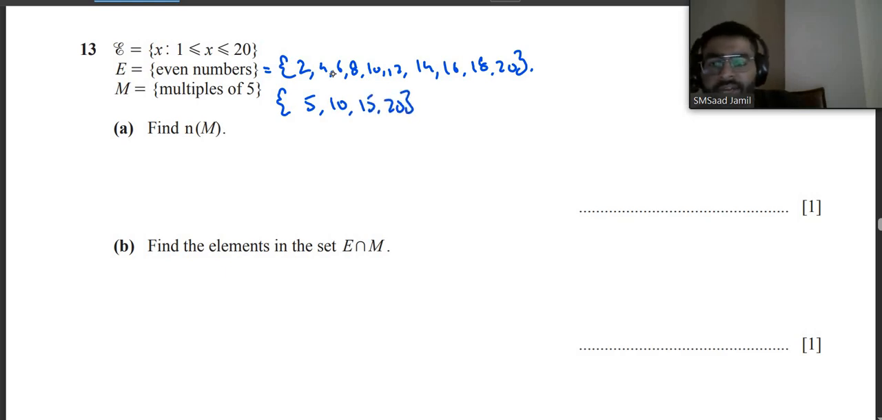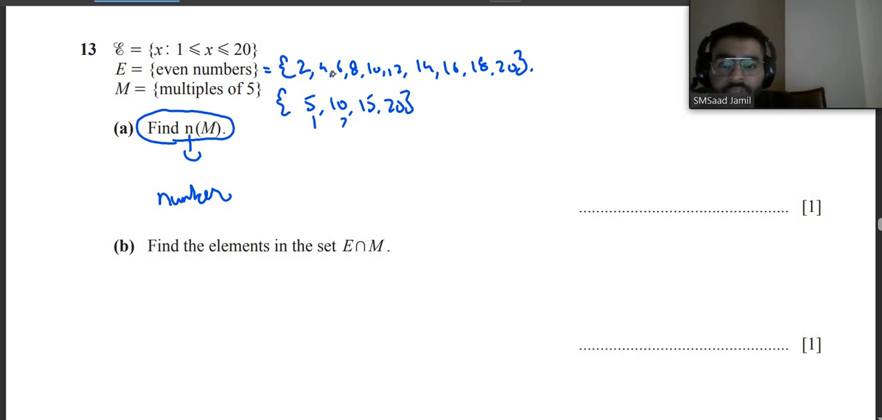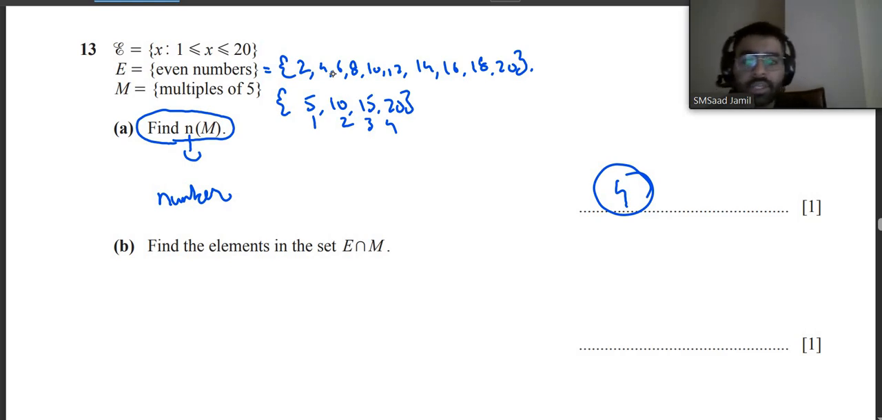It says find the number of elements in set M. N basically means number. So if you look at it, how many elements are there? 1, 2, 3, 4. So the answer is 4. Next question says find the elements in the set E intersection M. E intersection M basically means you have to write the common numbers. So what are the numbers common? You can see that 10 is in both of them, and 20. So it's going to be 10 and 20. That's it. Nothing difficult.